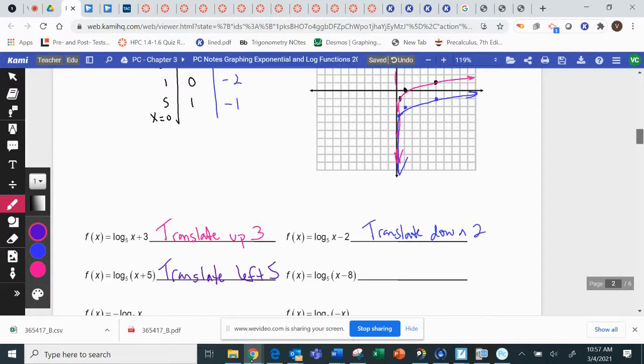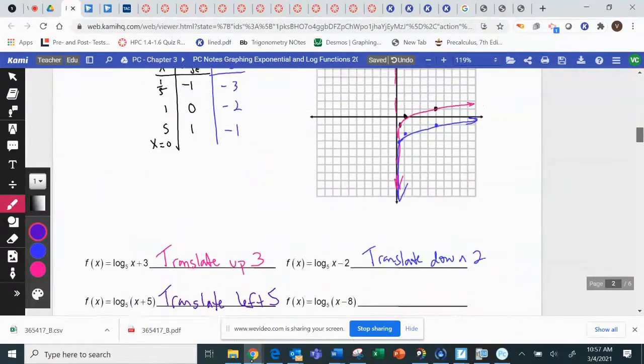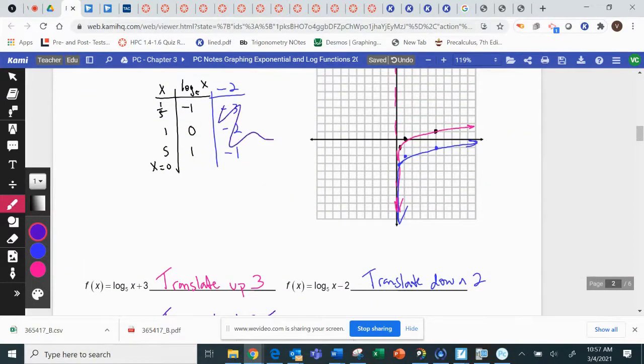So I'm keeping these same original black points. I'm not using the blues at all because that's a different question. If we're going to translate left 5, I'm going to use this side. I'm going to subtract 5. They'll give me negative 4 4/5, negative 4, and 0. And then that will affect the x value. The asymptote. So I'm going to move my asymptote to negative 5.